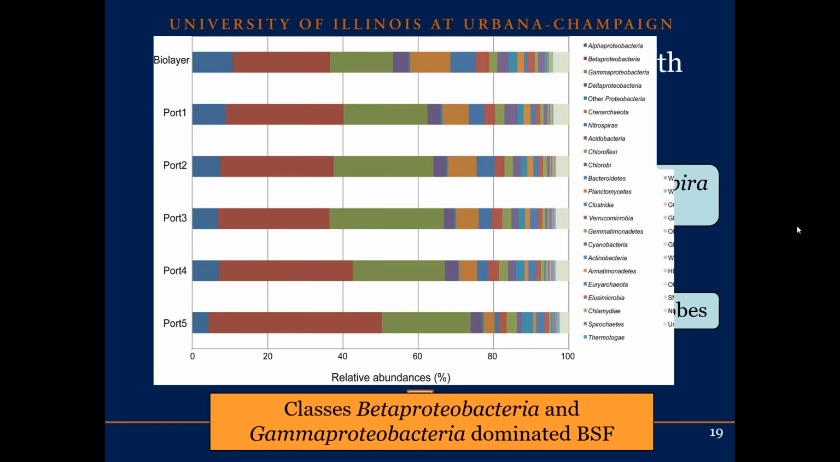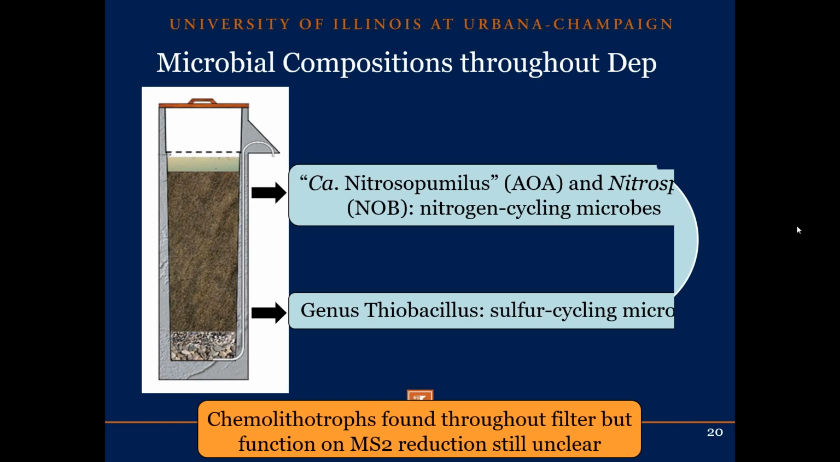Here's the diagram that shows the relative abundances of classes of bacteria as a function of depth of the filter. And I just want to note here that the main 2 classes of bacteria that dominated are in the red and the green, so beta proteobacteria and gamma proteobacteria.